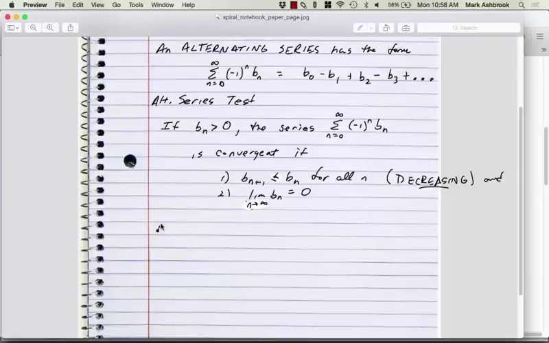Okay, so for example. Wait, so what are we testing? We're just testing for convergence? Yeah. Did I not write that? Yeah, right here. Is convergent, if.